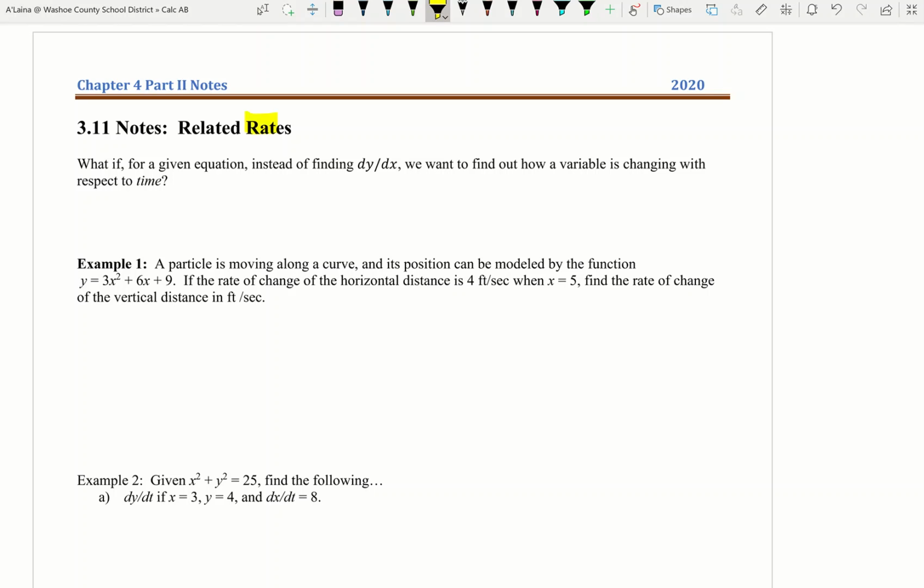And I'm hoping that when you see the word rates, you are thinking of a derivative, a rate of change. And these are going to be rates at an instant, which will fit really well in with derivative. The rates are called related rates because we'll have some type of equation or formula that will tell us how different variables relate together. And then we want to be able to find rates here.